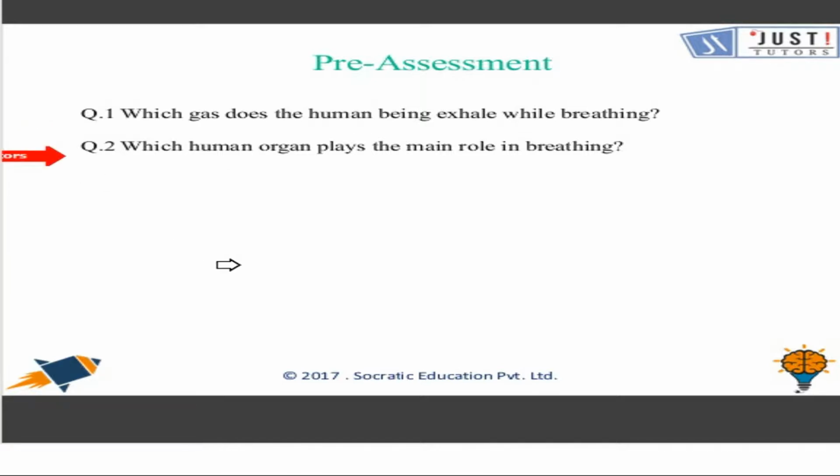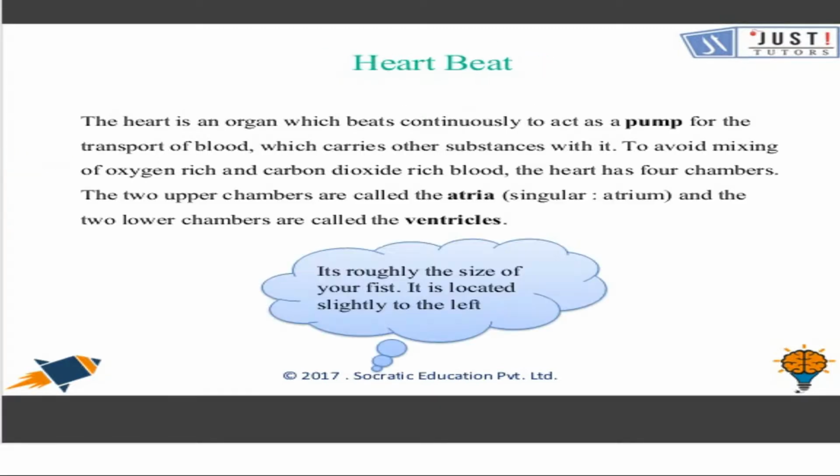Question 2. Which human organ plays the main role in breathing? So think about the human part and let us know the name of the main organ that helps in breathing. Yes, that's the heart. So let's learn in detail about heartbeat.